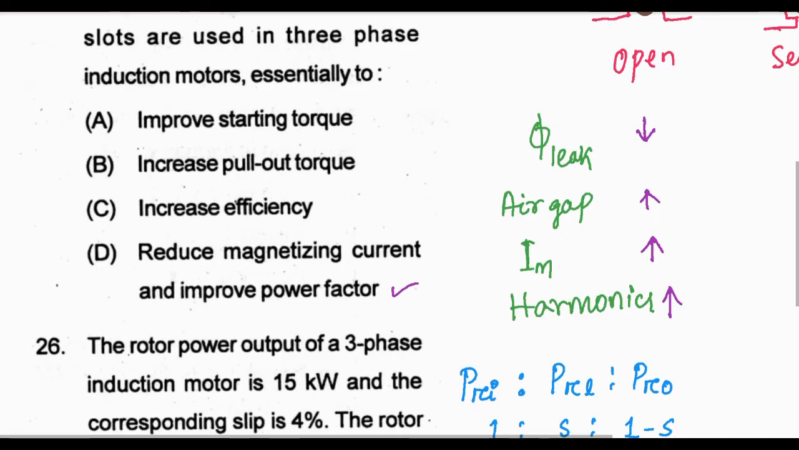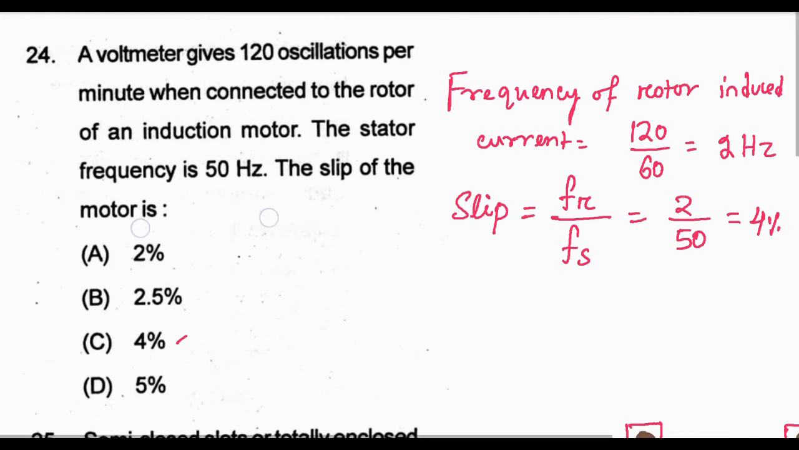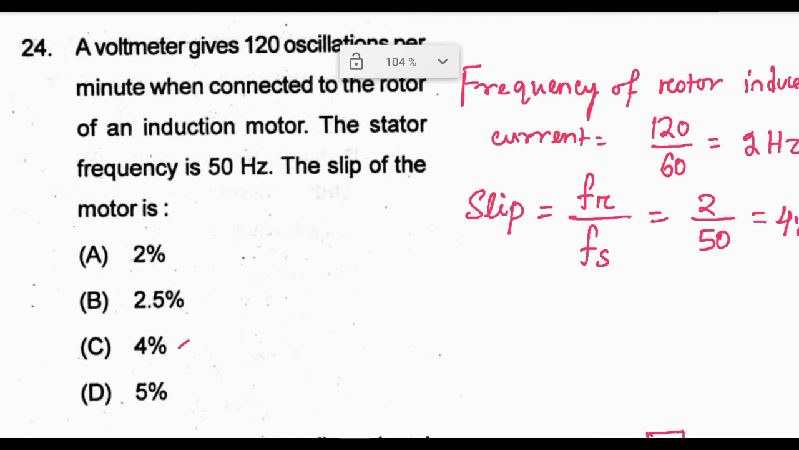Next question is, a voltmeter gives 120 oscillations per minute when connected to the rotor of an induction motor. The stator frequency is 50 Hz. The slip of the motor is? So here a voltmeter is connected to the rotor of an induction motor, and this is giving 120 oscillations.